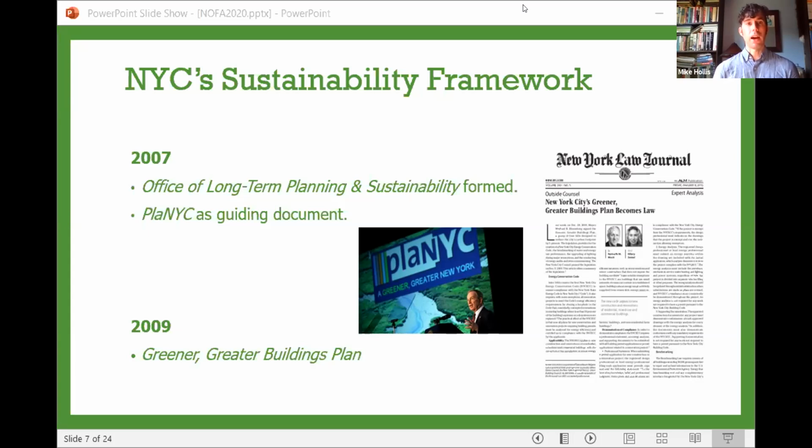In 2009, the Greener, Greater Buildings Plan laws were put into effect, which were 4 energy conservation laws that required retrofits and upgrades, benchmarking and conservation efforts for buildings over 50,000 square feet. So these are larger commercial buildings.